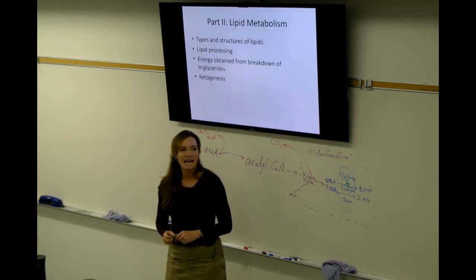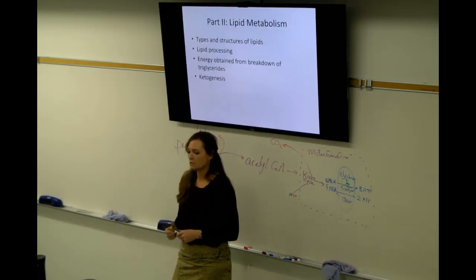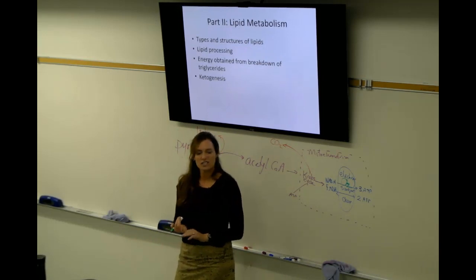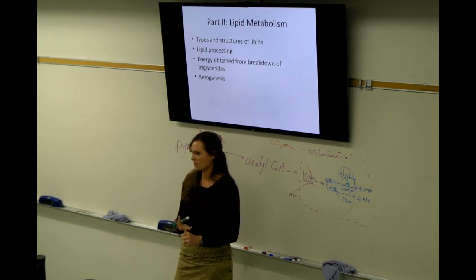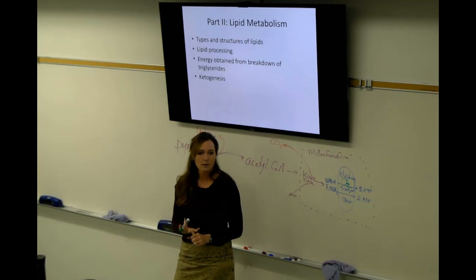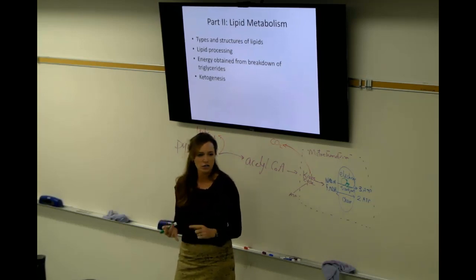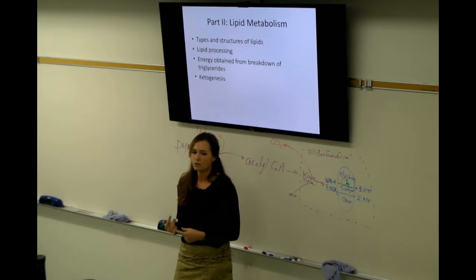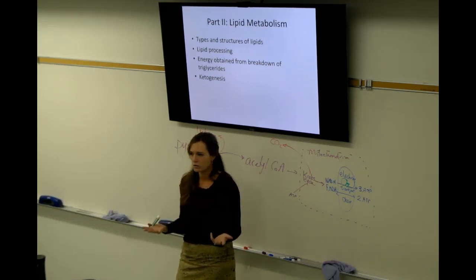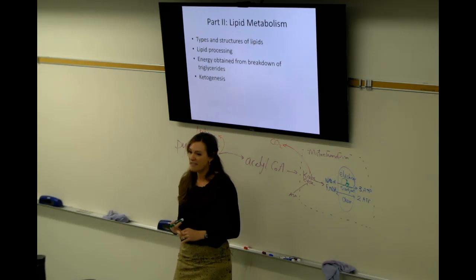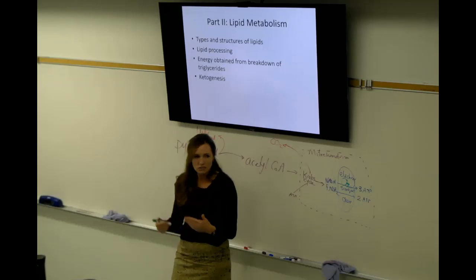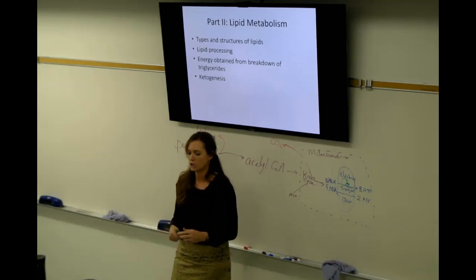So you should know the types and structures of lipids. Lipids could be a steroid. It could be a triglyceride. We spend more time talking about the triglycerides because that's the main one we use for energy. But the steroids are cholesterol-based, and they're used to make hormones. It's also considered a lipid. Then we also have phospholipids, which are used to make our cell membranes. So these are things that our body actually uses fat for a purpose, not just for energy, like triglycerides.